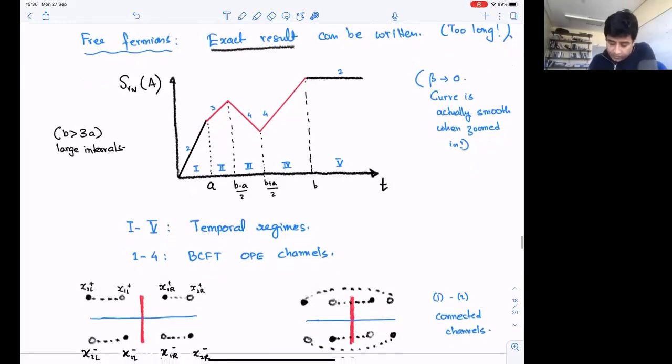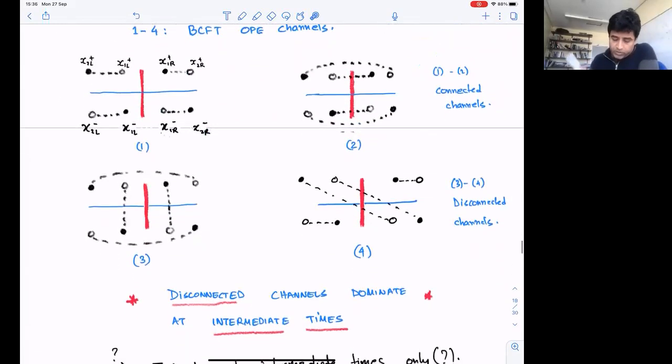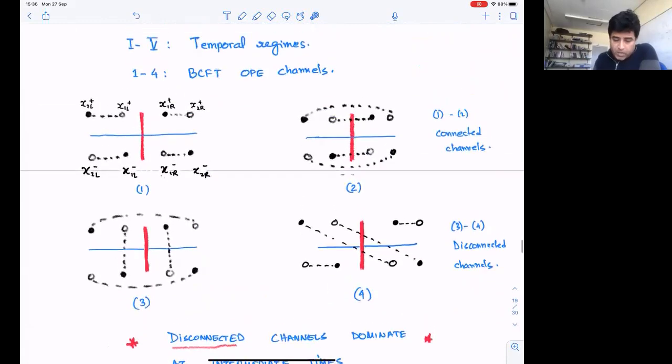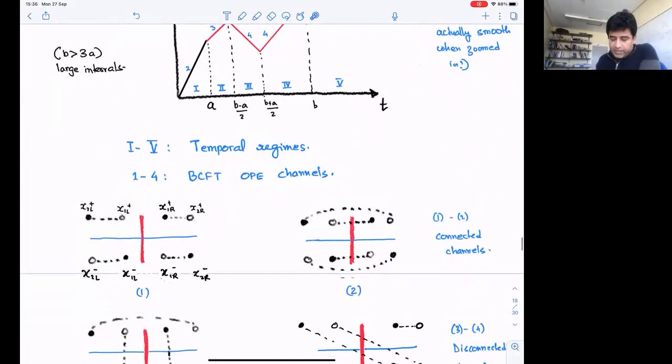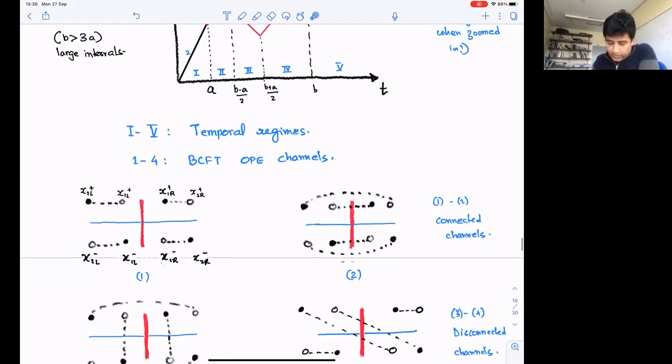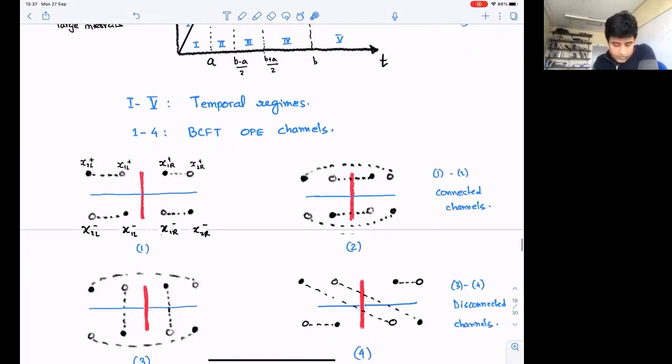So it's an extensive result proportional to the size of the interval. And so that's basically the late time behavior. The early time behavior comes from this connected channel between the left and the right, and that can also be intuitively understood in terms of entanglement between modes on the left and the right CFTs, which is a picture that I'll briefly summarize as we get to the end. The end is very close.